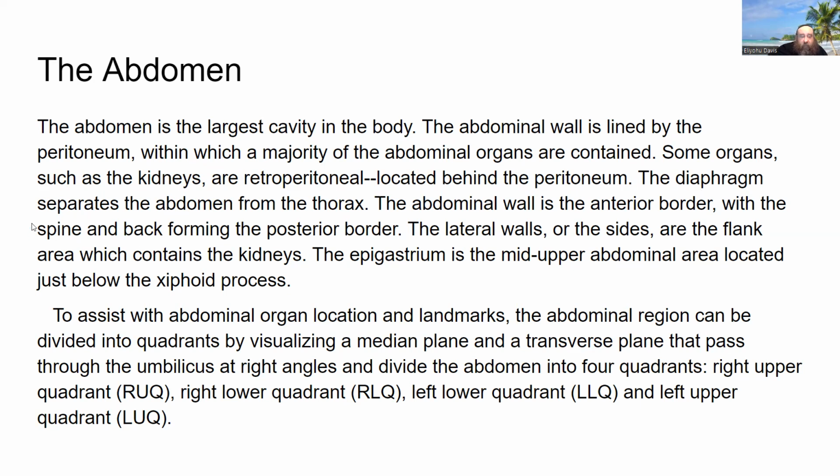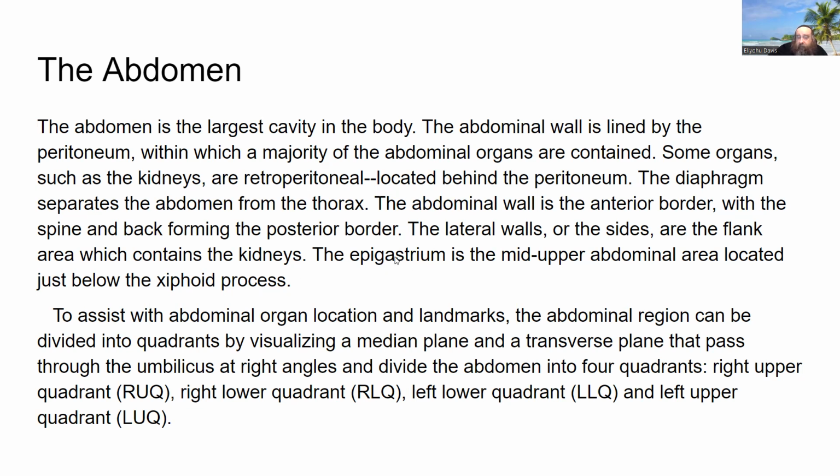And look, I wrote, says it here. The diaphragm, we know, separates the abdomen from the thorax. So until the diaphragm, it's all up there, it's all called thorax. Thoracic cavity. From the diaphragm down is abdomen or abdominal cavity. The abdominal wall is the anterior border, with the spine becoming the posterior border. So it goes AP from anterior to posterior. Lateral walls are the flanks. We call them flank areas. And then we will find the kidneys. Kidneys are somewhat to the back, but yeah, towards the flank.